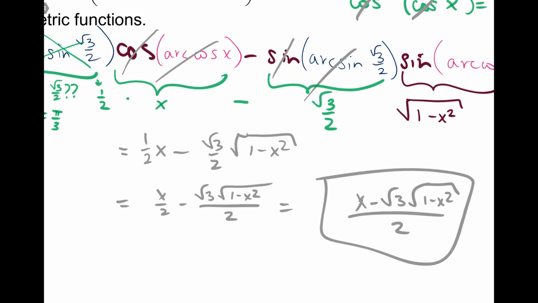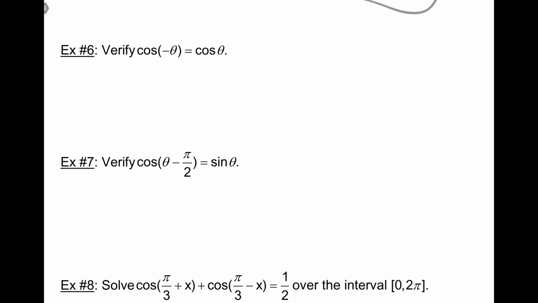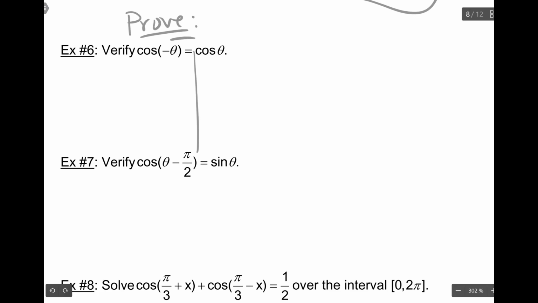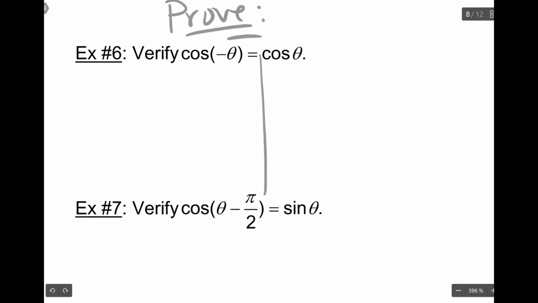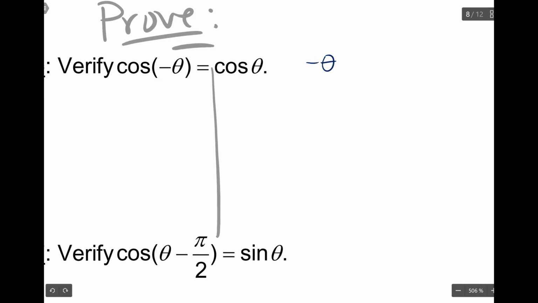All right, so we're almost done. The next two are relatively quick and easy. So let's verify cosine of negative theta equals cosine of theta. We recognize that negative theta is the same thing as saying 0 minus theta. So I can rewrite this as cosine of 0 minus theta should equal cosine theta.